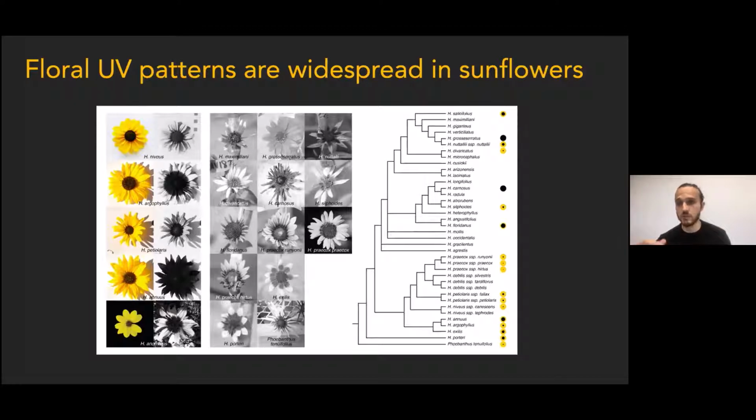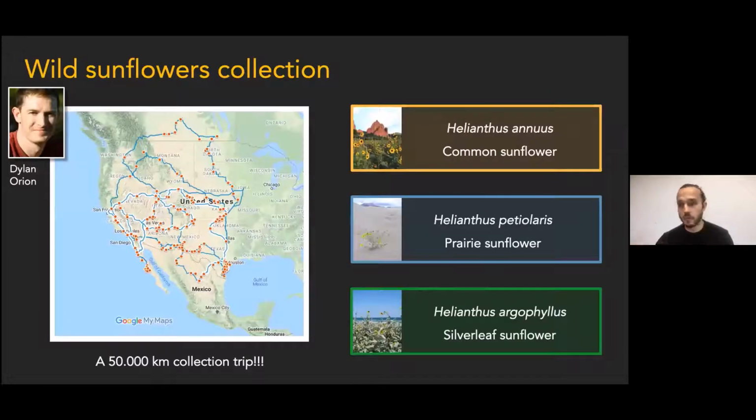There's a lot of variation between species. And we wondered, if there is a lot of variation between species, could there also be variation within species for this trait? Fortunately, a few years back, we started a large-scale survey of phenotypic and genetic variation in wild sunflowers. This all started with Dylan, a former postdoc in the lab, who drove a ridiculous amount of miles across North America collecting seeds and soil from thousands of plants from hundreds of wild sunflower populations.